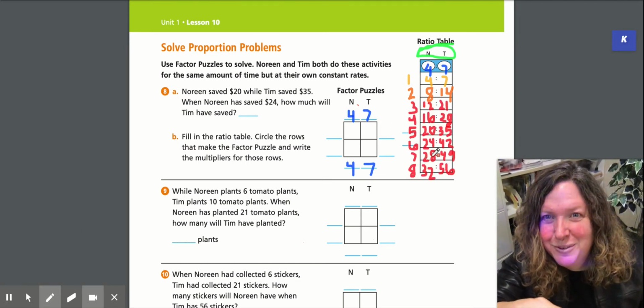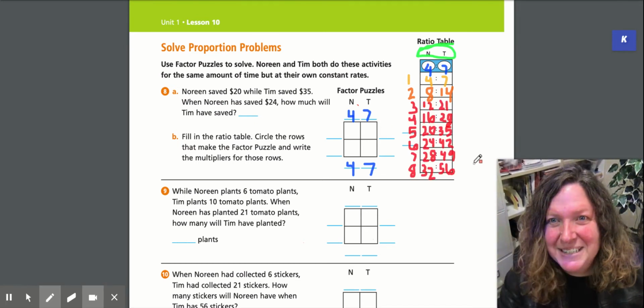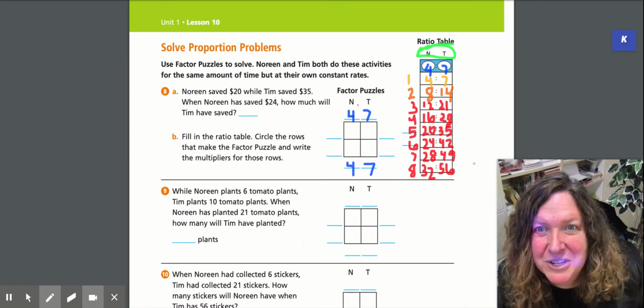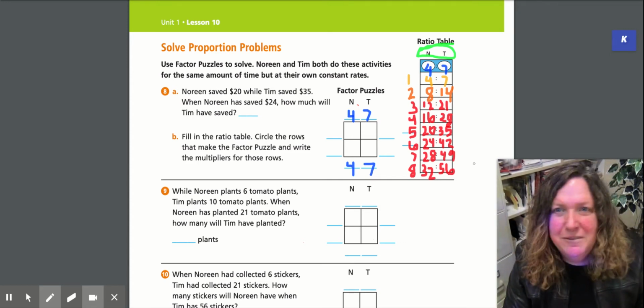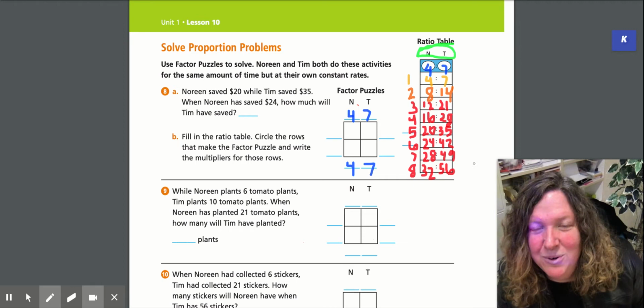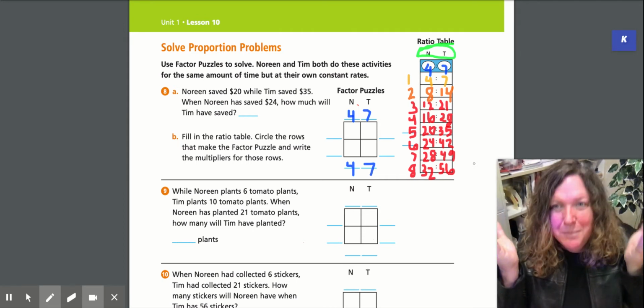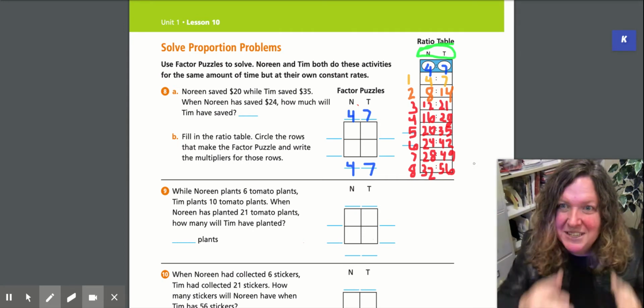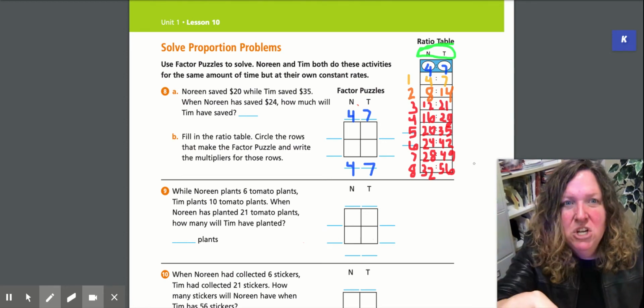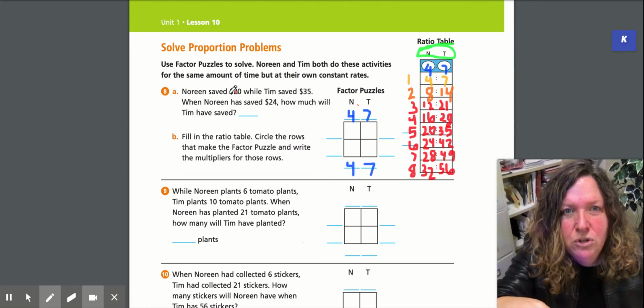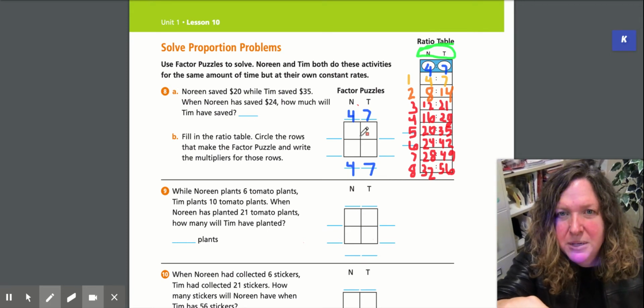Okay, I hope you filled out the chart. Pause the video and check to see if your numbers agree with my numbers there. Now, we've got our whole ratio table filled out. We already have the answers. But let's see one more time how this connects to a factor puzzle. Notice that we started out with Noreen saving $20. So we need to put that into our factor puzzle somewhere.